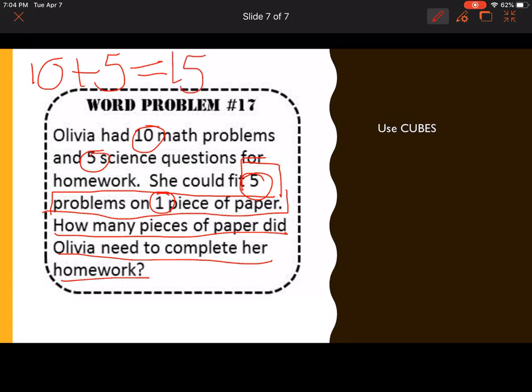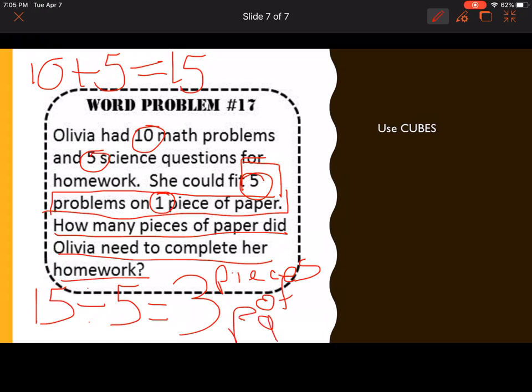Does that mean she needs 15 pieces of paper? No, because she can fit more than one problem on one piece of paper. How many can she fit on one piece of paper? 5 problems. What operation would make the most sense? We're splitting up 15 into 5 in each group. Splitting up is division. 15 divided by 5 equals what? 3. 3 what? 3 pianos? 3 pieces of pizza? No, 3 pieces of paper.